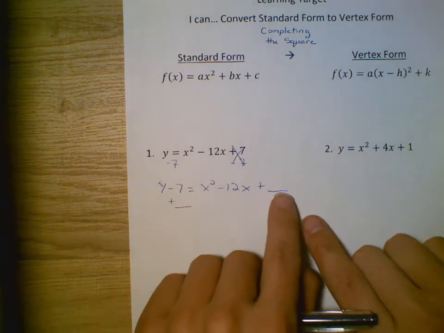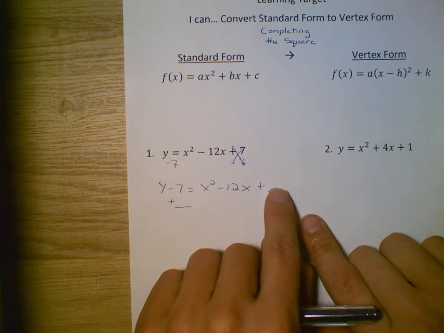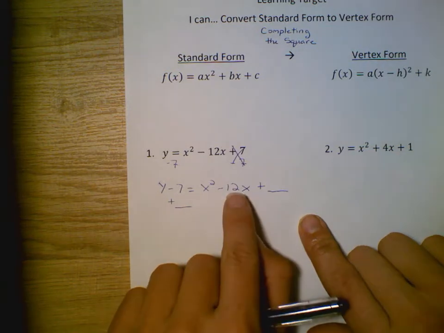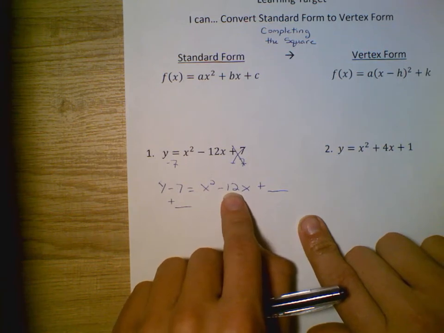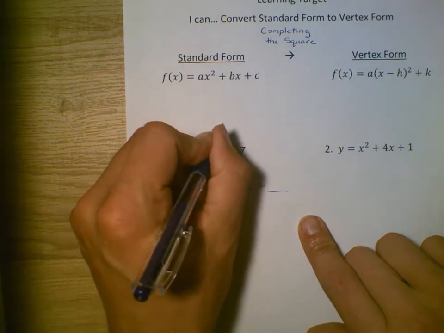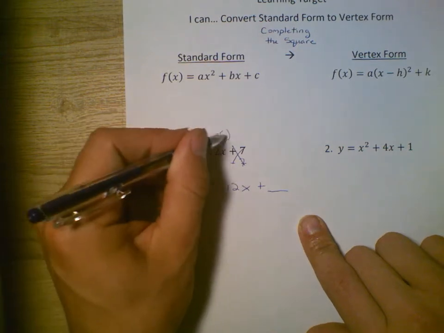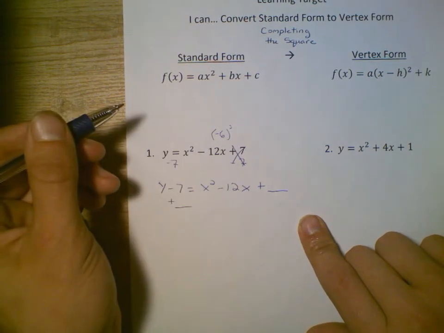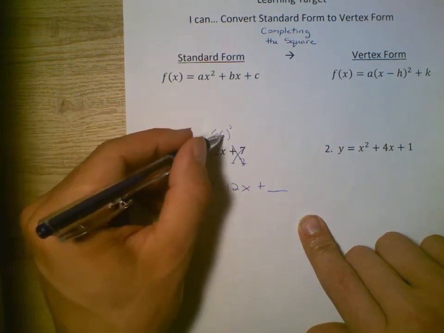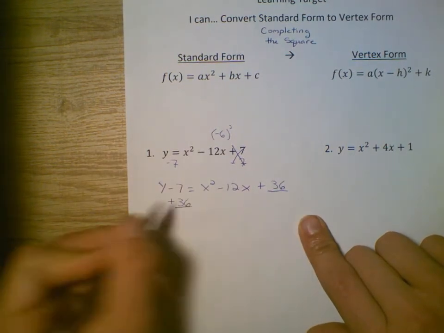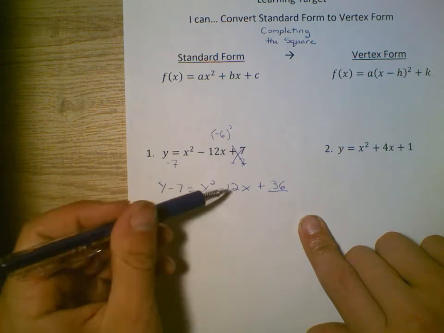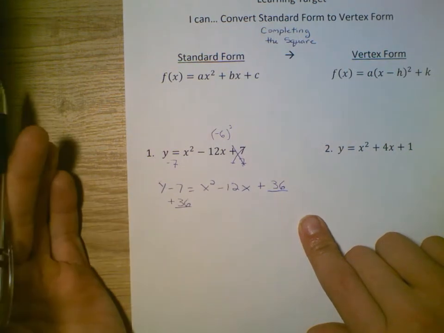Now, the way I get this number that I'm going to add to both sides is I take half of the middle number. Okay, so this negative 12, I take half of it. Well, half of negative 12 would be negative 6. And then I just square that number. So if I take negative 6 squared, negative 6 times negative 6 is 36. Okay, so I'm just adding 36 to both sides. And once again, that's just half the middle squared.